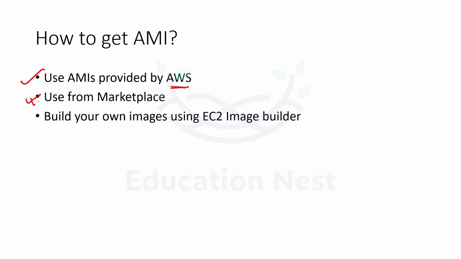You can use the AMIs that are created by the third-party partners of AWS. That is called a Marketplace AMI. You have to pay for this one. You might have to pay some extra amount for using that particular AMI. You also have to pay for running the EC2 instance.